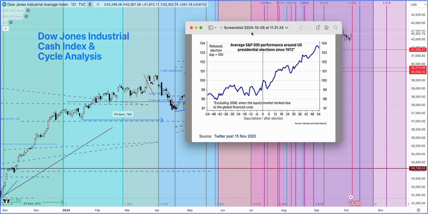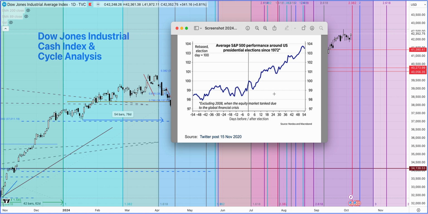Another really interesting chart, which is worth sharing with you guys. This comes from the source Nordea and Macro Bond. It was posted on Twitter, 15th of November 2020, so it's a little bit old. But what they have done is actually quite interesting, because they have gone and looked at the average S&P 500 performance around U.S. Presidential elections since 1972. And they have excluded 2008 because of the financial crisis going on. So maybe that was an anomaly, so they have taken it out to smooth their data.